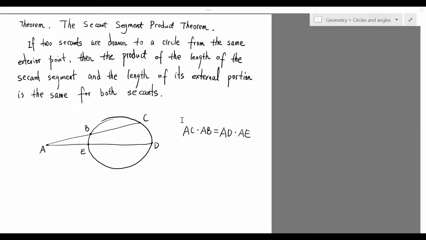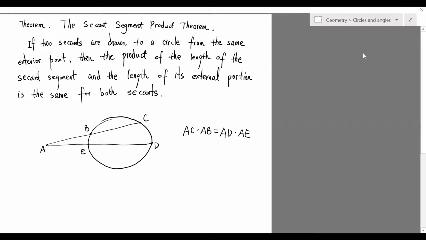AE. We know that the segment AC and segment AB are on the same secant. And on the right-hand side, the segment AD and segment AE are on the other secant of the circle. So it turns out to be a very interesting product.